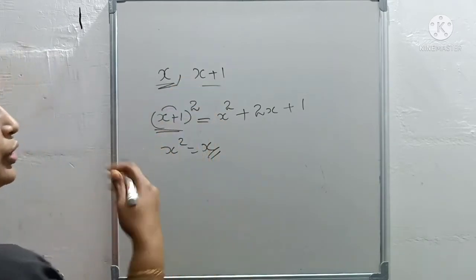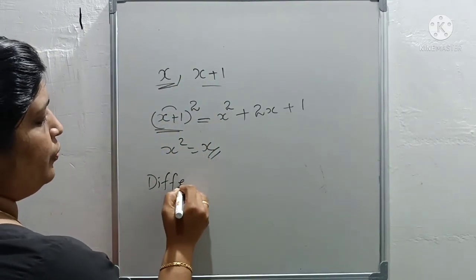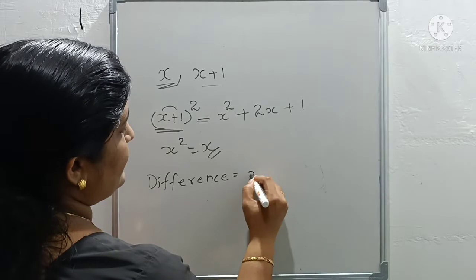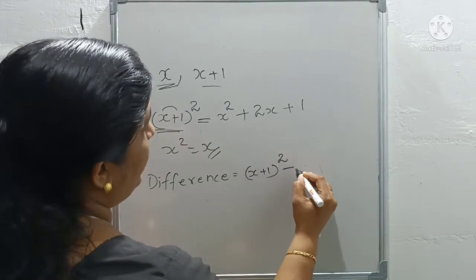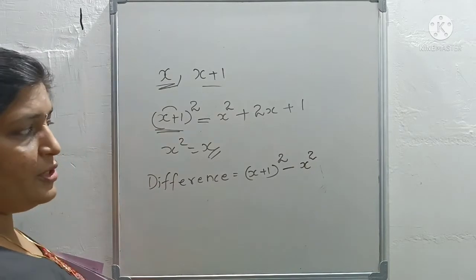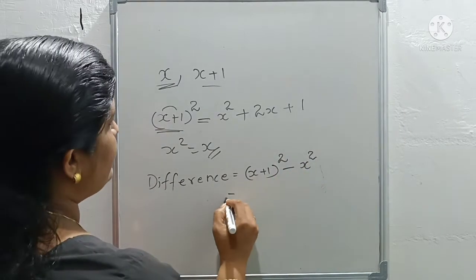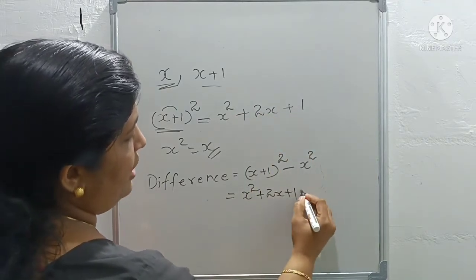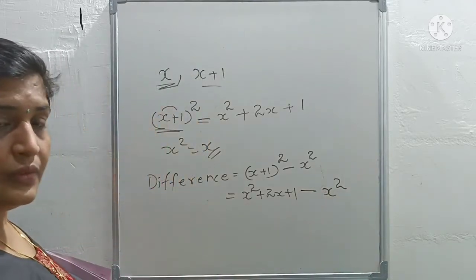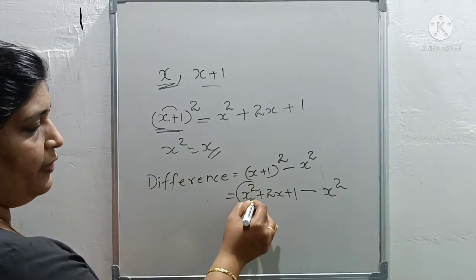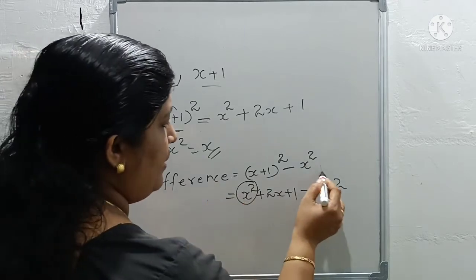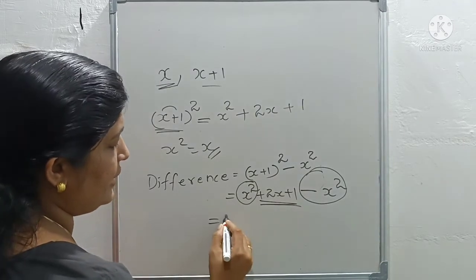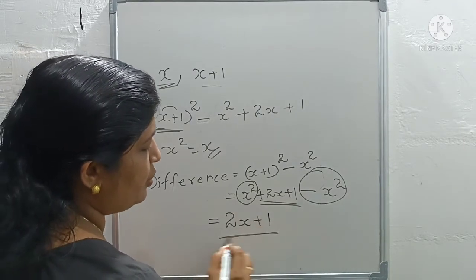Now we are going to find out the difference between the squares of two consecutive natural numbers. That is x plus 1 whole square minus x square. What is x plus 1 whole square? x square plus 2x plus 1 minus x square. See children, here we have a plus x square and the same x square is subtracted, so what remains is 2x plus 1.